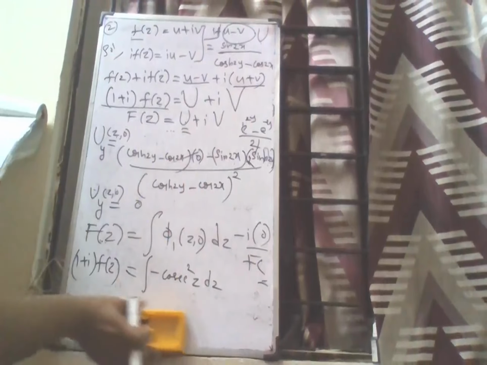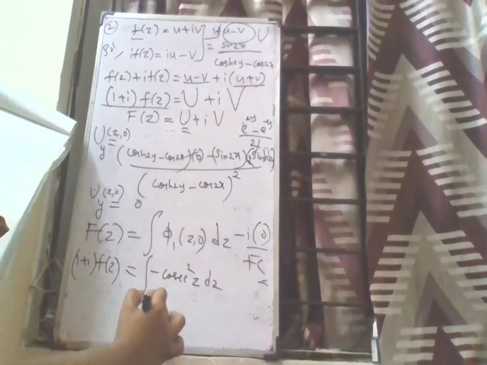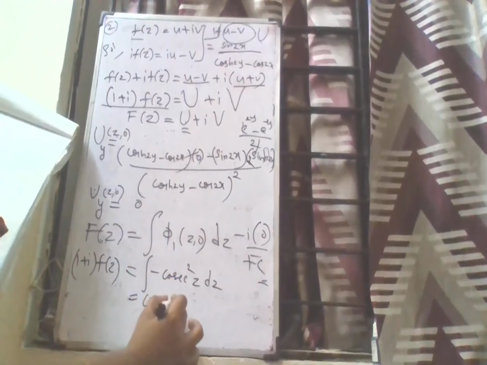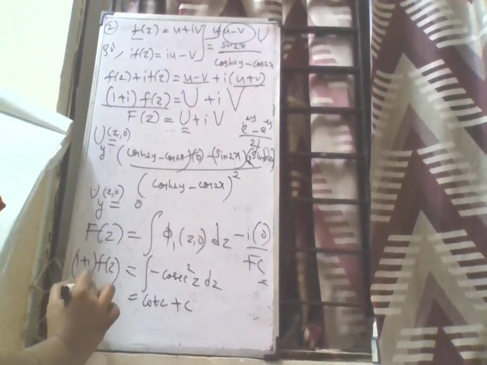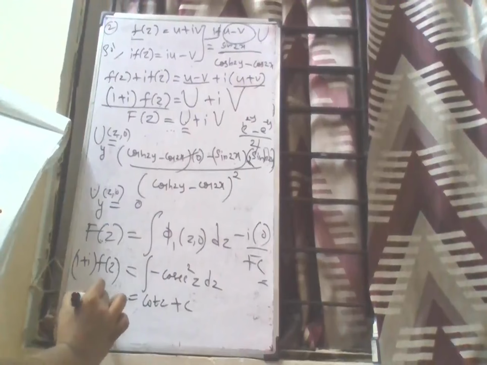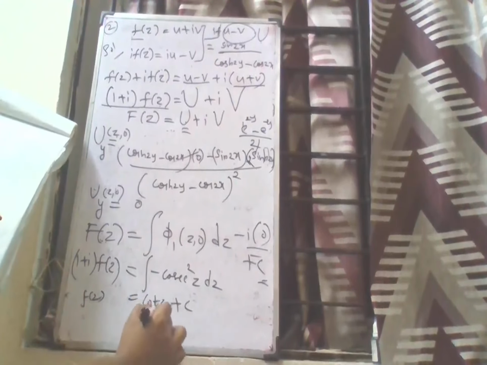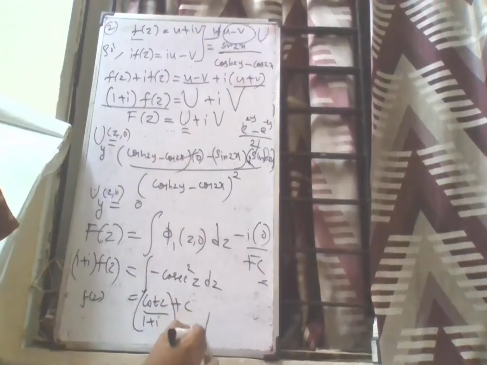Actually, we are going to complete the problem. Two more steps left. Listen very carefully. Let us complete the problem. So, minus of cosecant square z. What is the integration of cosecant square z? Minus of cot z, as everyone knows. So, cot z plus c will exist here. Here 1 plus I into f of z. So, what will be the value of f of z then? So, cot z by 1 plus I plus c. So, this is going to be the answer.